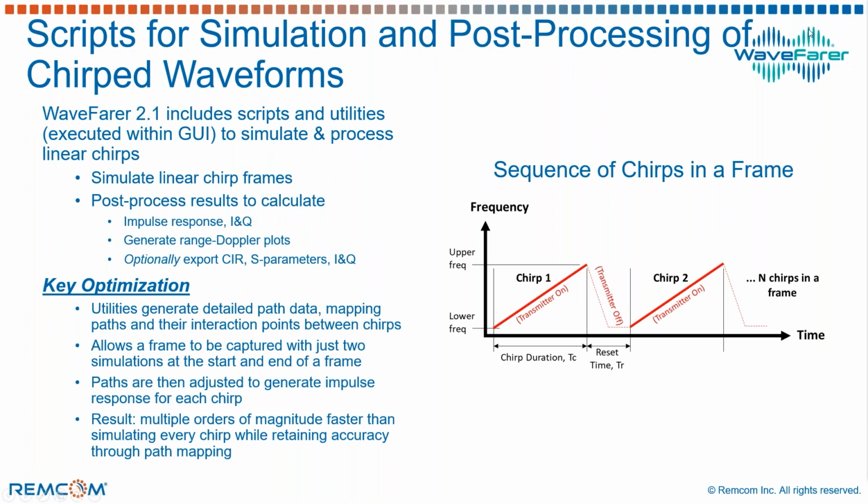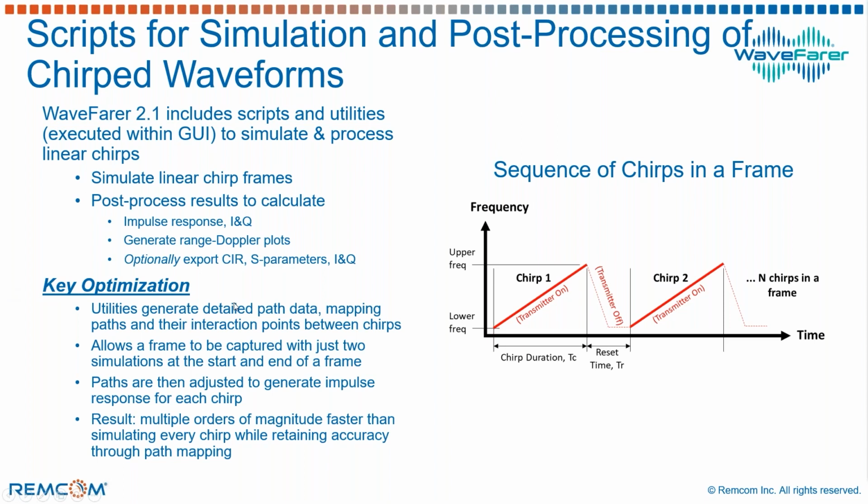So in calculating and simulating chirp waveforms, the first set of scripts that we have sets up a series of chirps in terms of frames. So a chirp may look like this diagram shown here. Our script generates a sawtooth chirp. The user can configure parameters for the lower frequency, the upper frequency, the duration of the chirp, the reset time between chirps, and the number of chirps that are in a frame. The script will then set up the simulations, apply the appropriate frequencies, perform calculations and generate results, and package all of this in a way that can then be used by a second set of scripts that can post-process and do range-Doppler calculations.